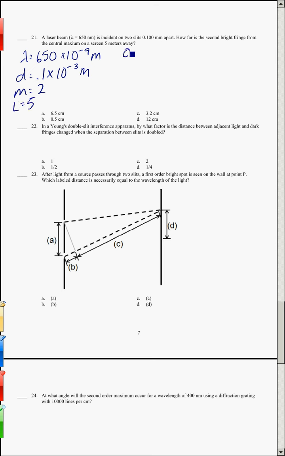I first have to find theta. Theta is equal to the inverse sine of m lambda over d. Putting in those values, 2 times lambda over d, and then inverse sine, I get 0.745 degrees.